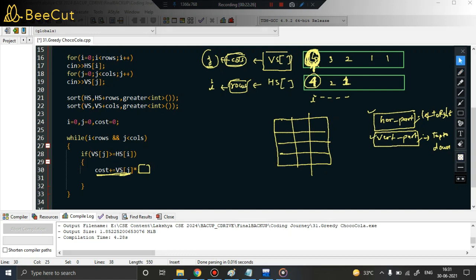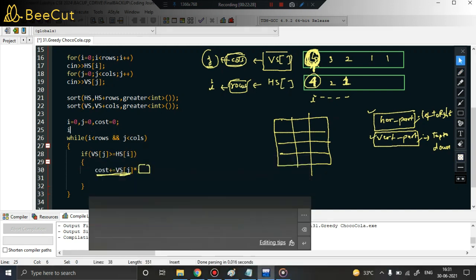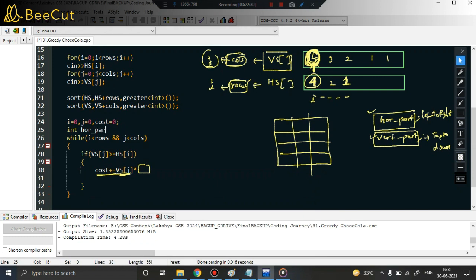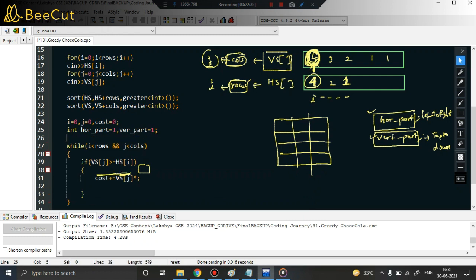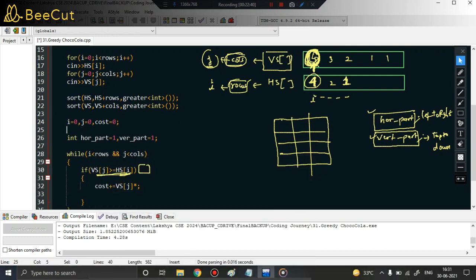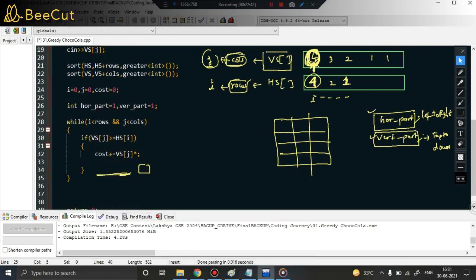So initially when the block is complete, that time my hor part will be how much? 1, and your vertical part will be how much? 1. I hope I gave the point. Why? Because initially I have a complete chocolate block. So the number of horizontal parts is 1, and the number of vertical parts is 1, because this entire thing is one complete chocolate block.